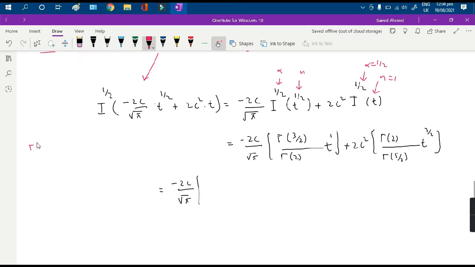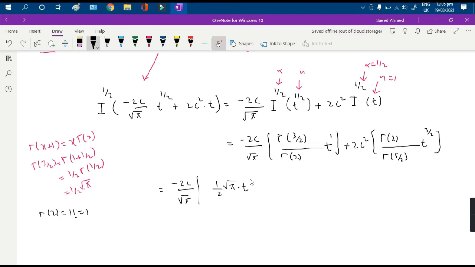Remember, gamma of x plus 1 is equal to x times gamma of x. So gamma 3 by 2 is gamma 1 plus 1 by 2, which is 1 by 2 gamma 1 by 2, and gamma 1 by 2 is square root of pi. So this is 1 over 2 square root of pi, and gamma 2 is 1 factorial, which is 1, and into we have just t. For the second term 2c square, gamma 2 is again 1 and gamma 5 by 2.